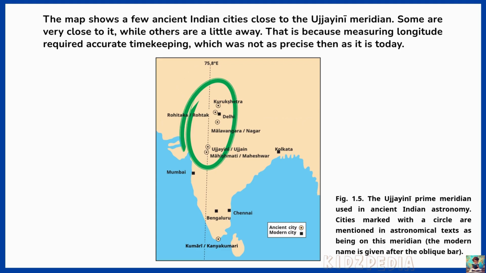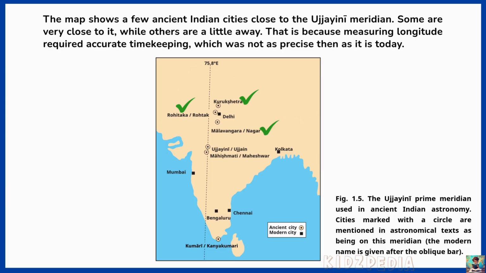The cities that are marked with circles on the map were mentioned in old astronomy books. You can also see their modern names written next to them. Here we see Kurukshetra, Rohitaka. Rohitaka is also known as Rohtak.